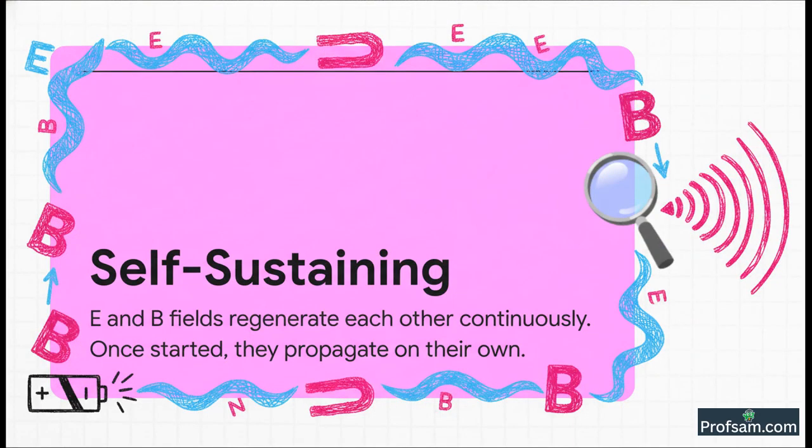Now, you'll often hear this word self-sustaining. What does that even mean? It's actually really simple. Think of it like a relay race or a chain reaction. E creates B. That B then creates a new E. That new E creates a new B, and it just goes on and on and on. The amazing part is, once this wave starts, it doesn't need its original source anymore. It's like, okay, thanks for starting me. I can take it from here. It just travels through space all by itself.